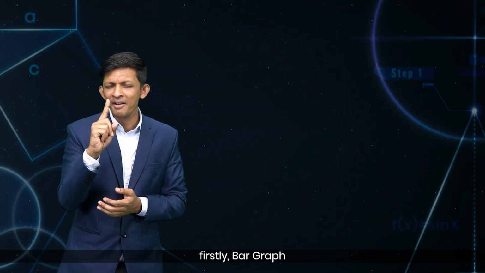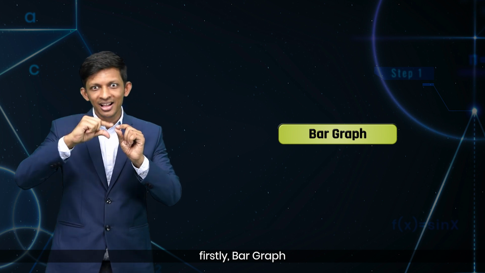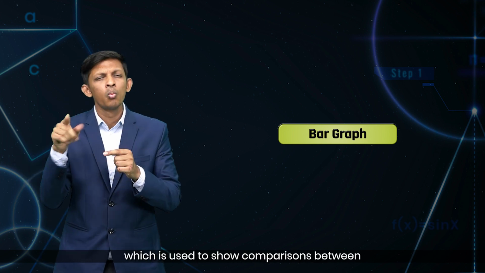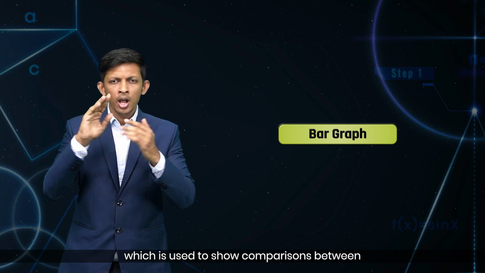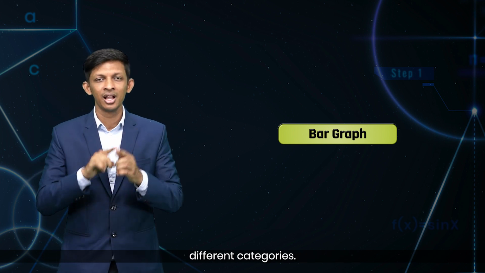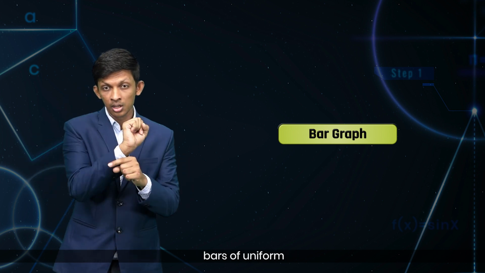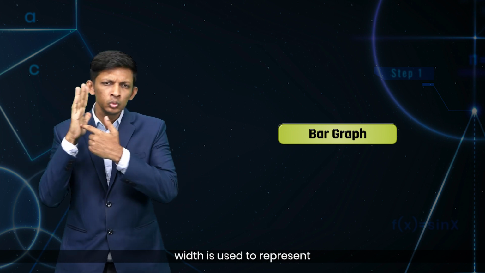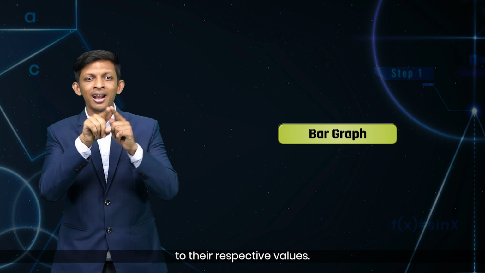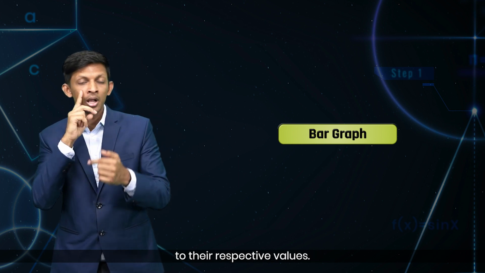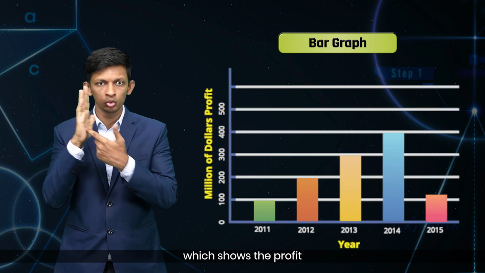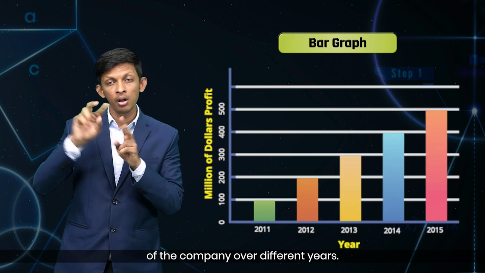Let us see firstly bar graph. A bar graph is a type of graph which is used to show comparisons between different categories. In this type of graph, bars of uniform width are used to represent different quantities and their height is proportional to their respective values. This is a bar graph which shows the profit of the company over different years.